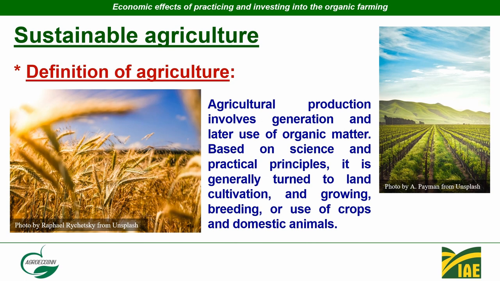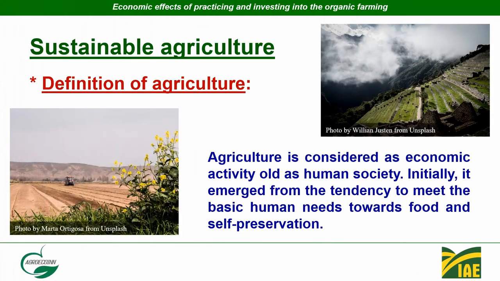Based in science and practical principles, agriculture has generally turned to land cultivation, as well as growing, breeding, and using the crops and domestic animals. Nowadays, it's usually the way of life for the persons engaged in this sector of economy and their families. Agriculture is considered an economic activity as old as human society.